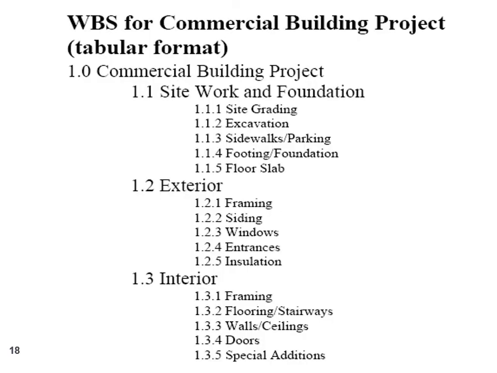This is another representation of the same example. This is a representation of the commercial building project in a tabular format. As you can see, this is level 1, this is level 2, and these are level 3 activities. So instead of representing it as a diagram, we can also represent it in a tabular format in this way.